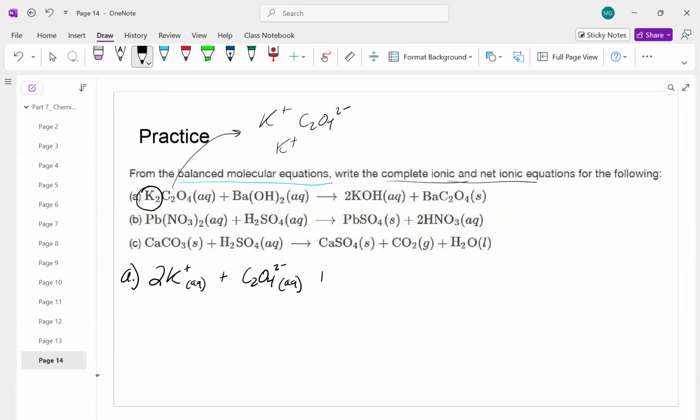And now I'm going to break up barium hydroxide. So I have one barium, so barium 2 plus. How do I know barium is always plus two? It's in the second column. And notice here I have two hydroxides. So I'm not going to represent it like this. That's not good. That doesn't exist. I'm going to use a coefficient of 2.